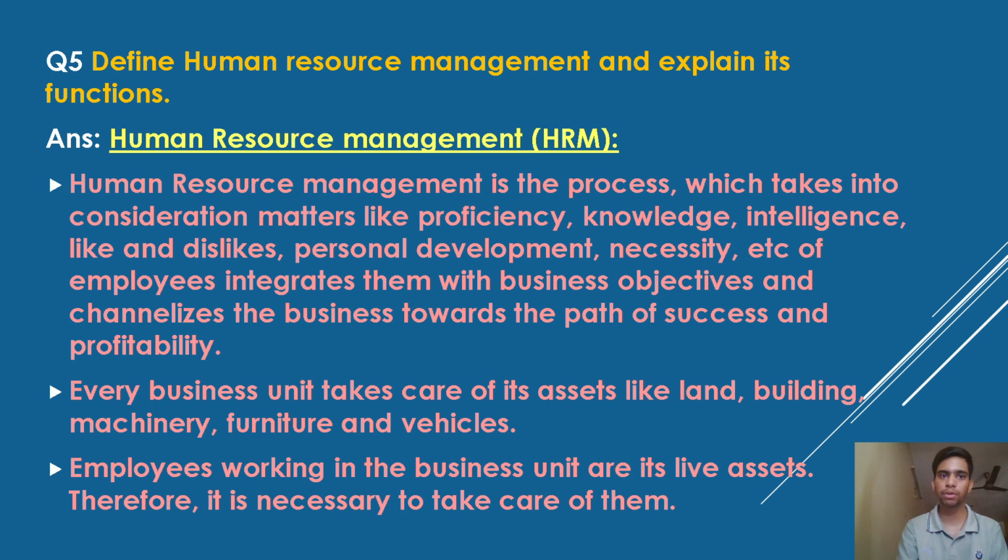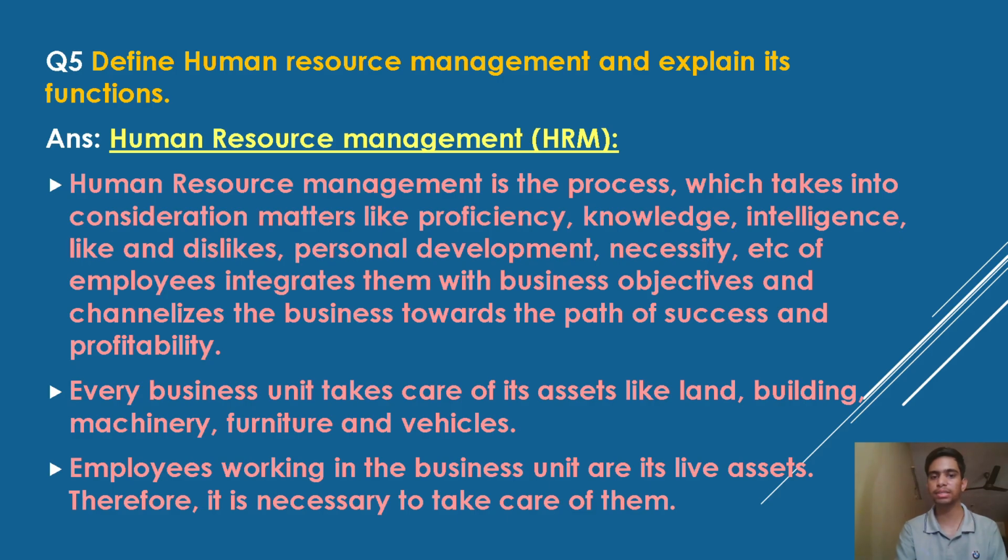Question number 5. Define human resource management and explain its functions. Human resource management (HRM). Human resource management is the process which takes into consideration matters like proficiency, knowledge, intelligence, likes and dislikes, personal development, necessities, etc. of employees, integrates them with business objectives and channelizes the business towards the path of success and profitability.